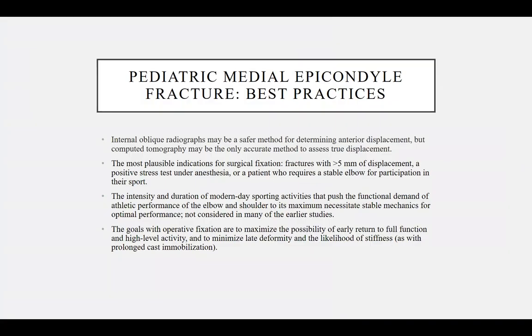Turner oblique radiographs may be a safer method for determining anterior displacement, but CT scans may be the only accurate method to assess true displacement. The most plausible indications for surgical fixation are fractures with more than 5 millimeters of displacement, a positive stress test under anesthesia, for a patient who requires a stable elbow for participation in their sport.